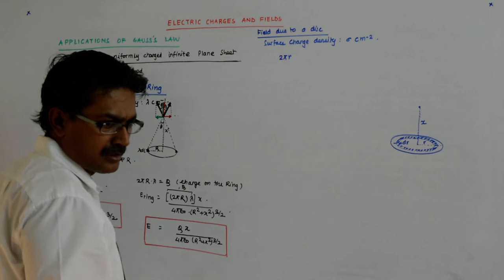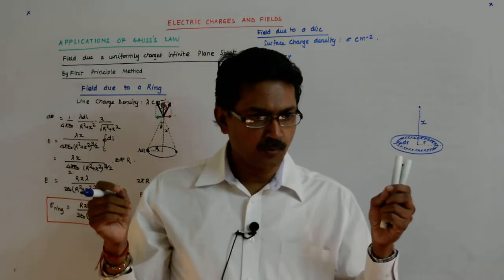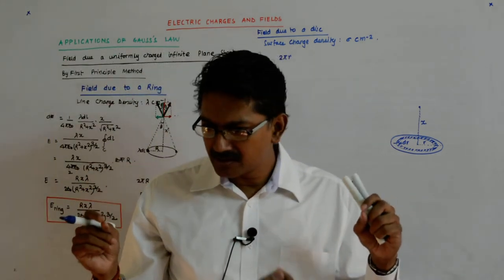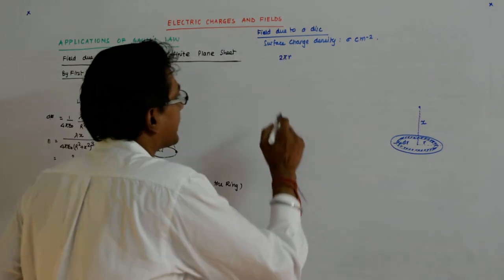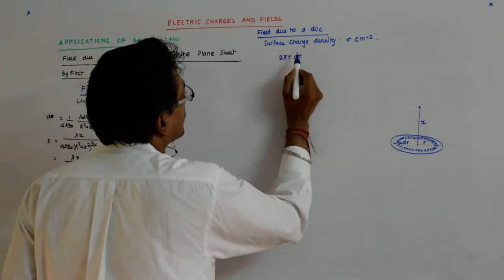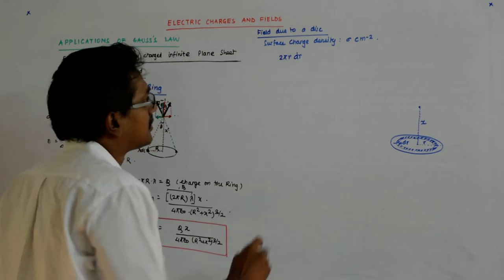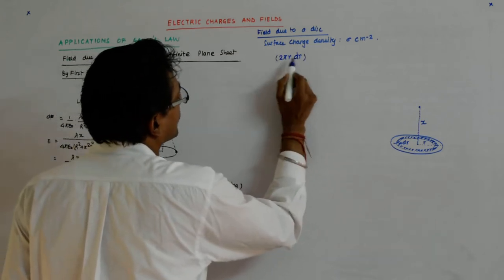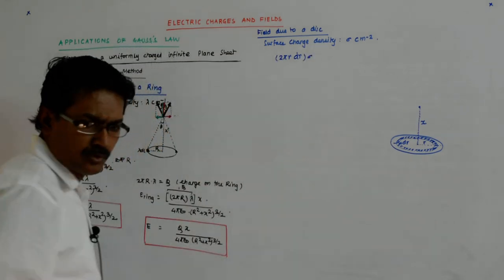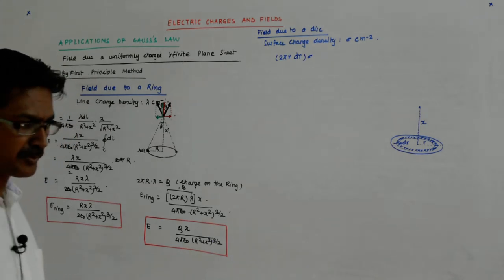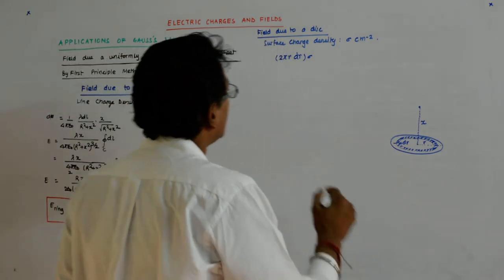What is the area? Now a length 2 pi r of the strip has got the width dr. So the area is 2 pi r dr. So what is the charge over it? Area into sigma, the charge density. Coulomb per meter square into meter square.